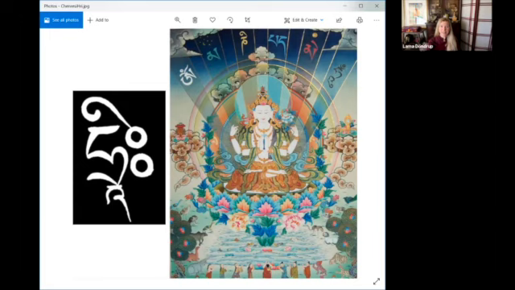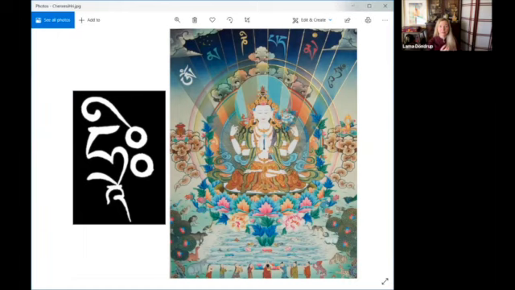He has black hair. It's partially bound in a top knot, partially flowing down his shoulders and his back, and he's adorned with silks. He wears silks as his lower and upper garment. He's adorned with jewelry, earrings, necklaces, bangles at his wrists and elbows and ankles. You can see he's wearing what's called the crown of the 5 Buddha families, sitting on a lotus and a moon disc. So this is who we will be visualizing.